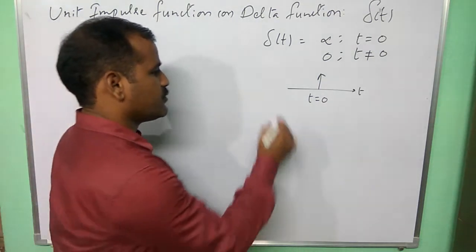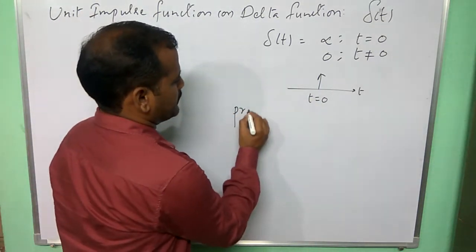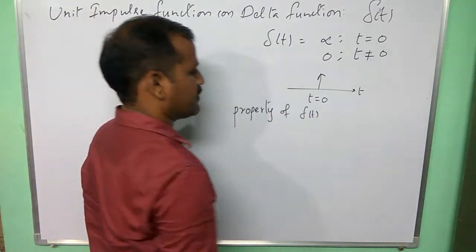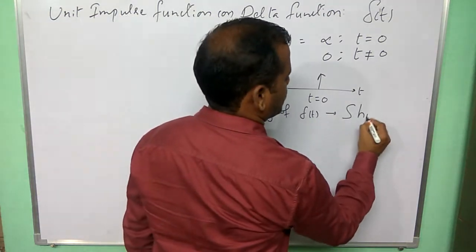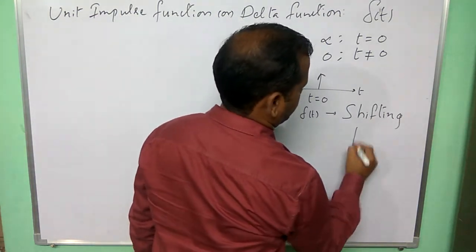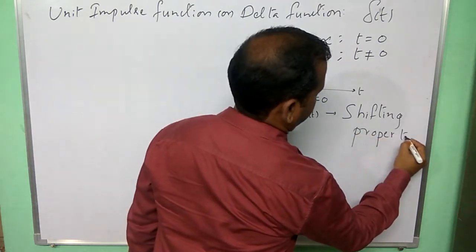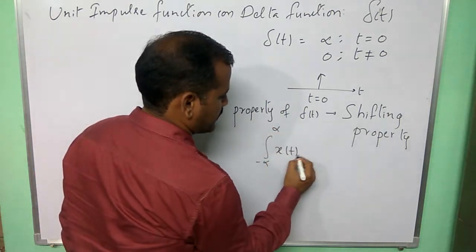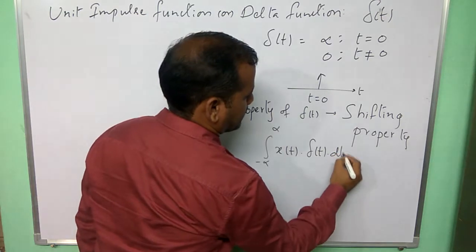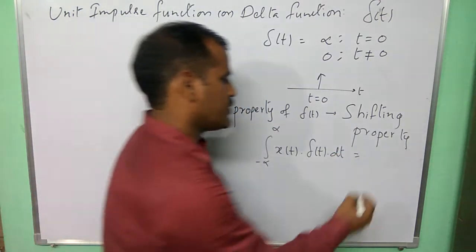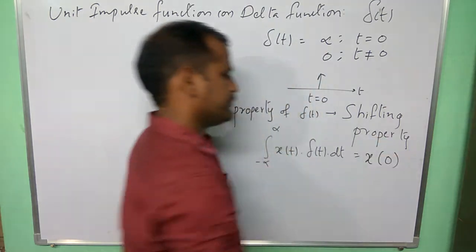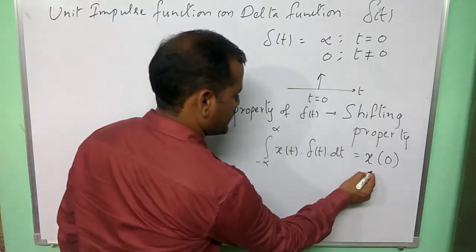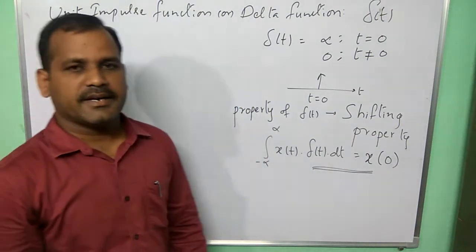Out of those properties, one property should be remembered here. One of the famous properties of del of t is the shifting property. I am rewriting the shifting property here. Integral from minus infinity to plus infinity, if a signal x of t is multiplied with del of t, then the answer is equal to x of 0. There will be no delta function in the right hand side expression. The shifting property should be remembered for calculating the Laplace transform of a delta function.